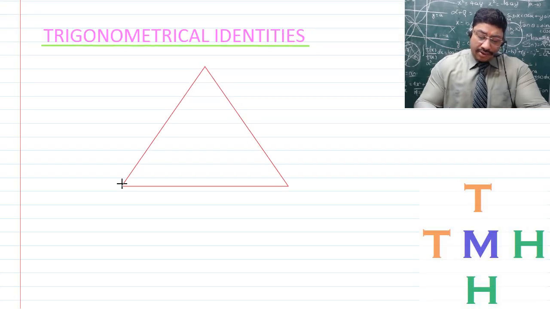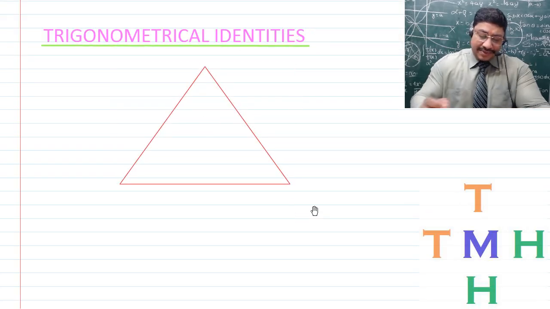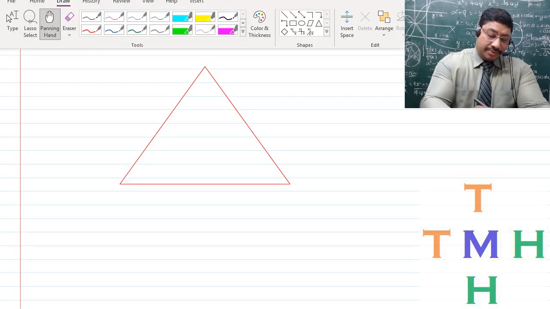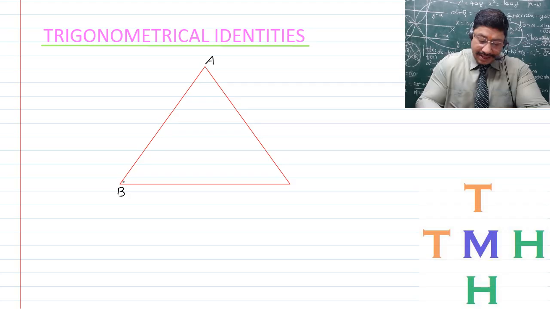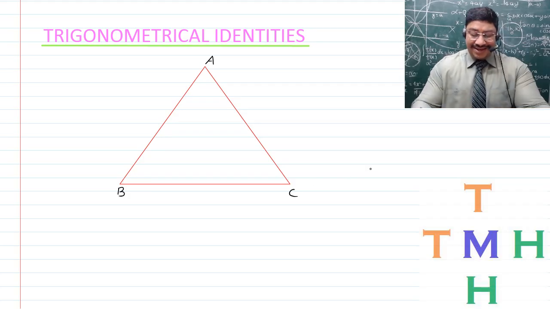So we can talk about a triangle to be, say, something like this. Let's say we name it ABC. So this is the triangle which is ABC. Now, as you see here, there are three sides. First is AB, the second is AC, and the third is BC.